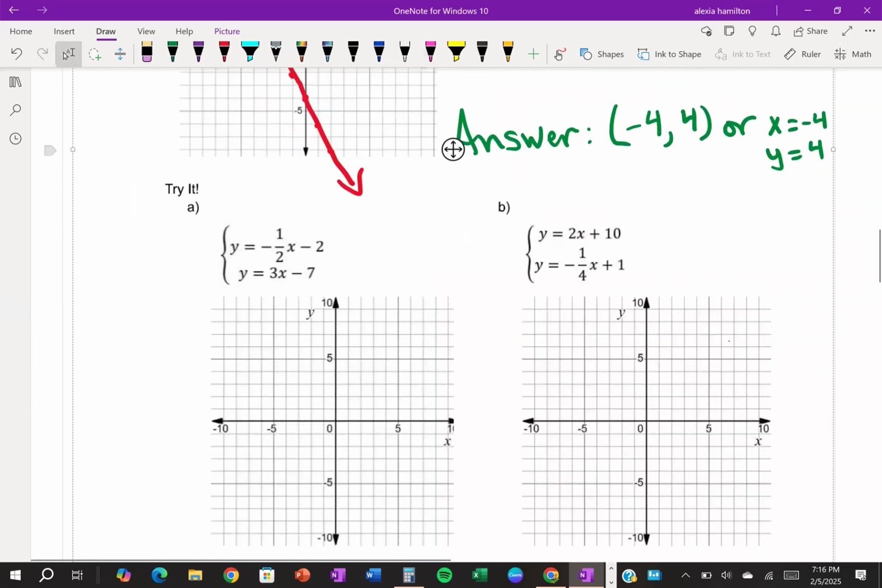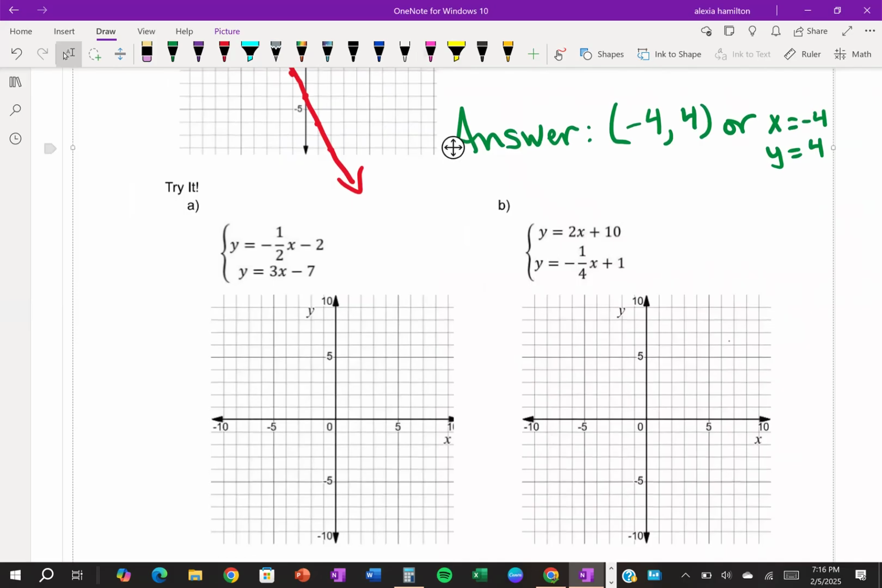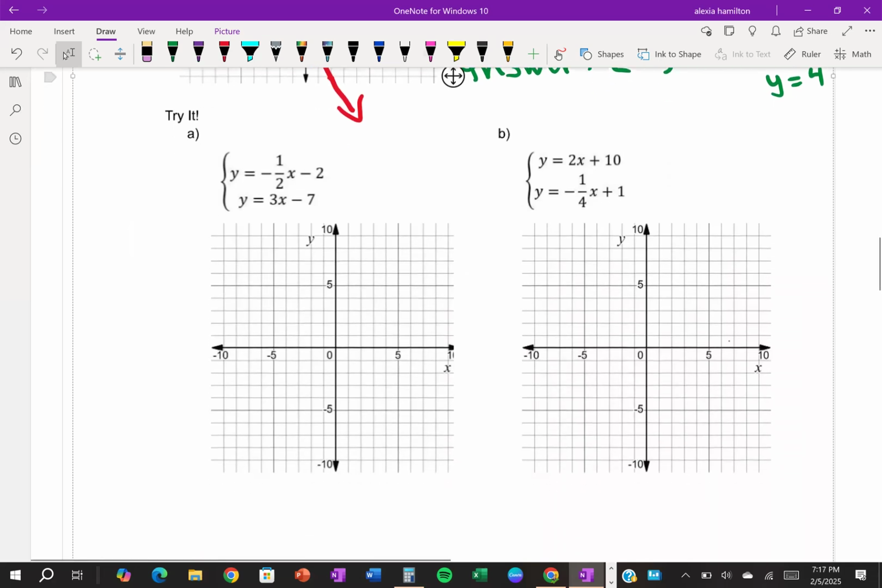Okay, so you have a try it, 2 of them, try it A, try it B. My lovely sub, please pause me, give the students about 5 minutes to attempt those problems on their own or as a table group, and then you can come back and look at the answers. In the meantime, I'm going to just graph without talking, or maybe talk.